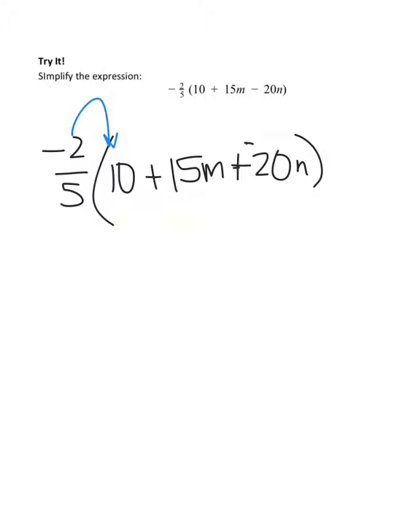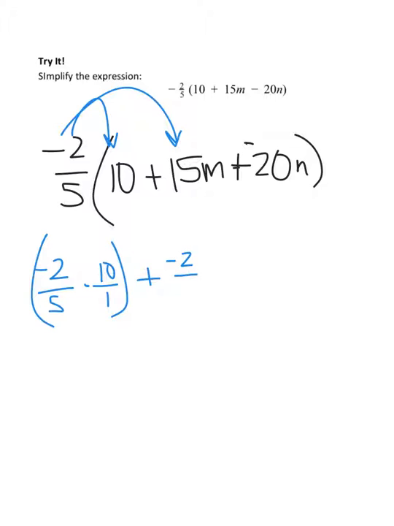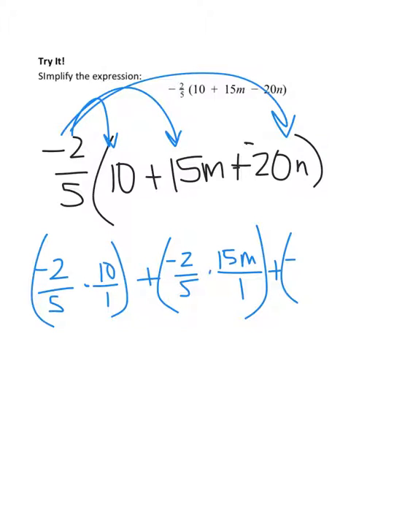So I have -2/5 times 10 over 1 plus, notice I'm drawing the arrow as I go, -2/5 times 15m over 1 plus, one more, -2/5 times -20 and over 1. So again, we're going to go through and we're going to simplify.